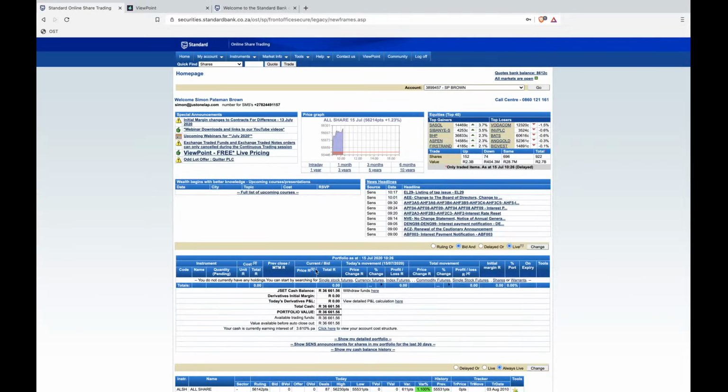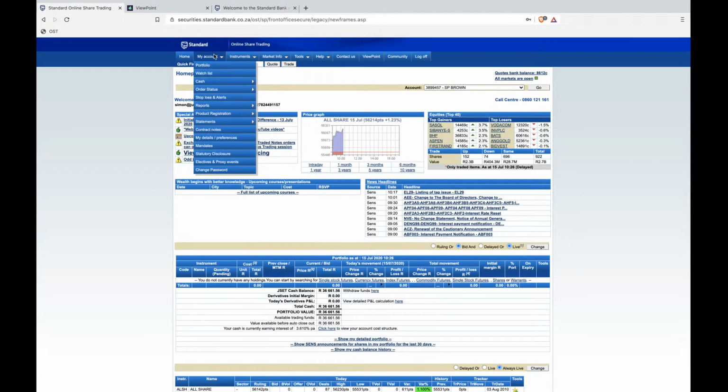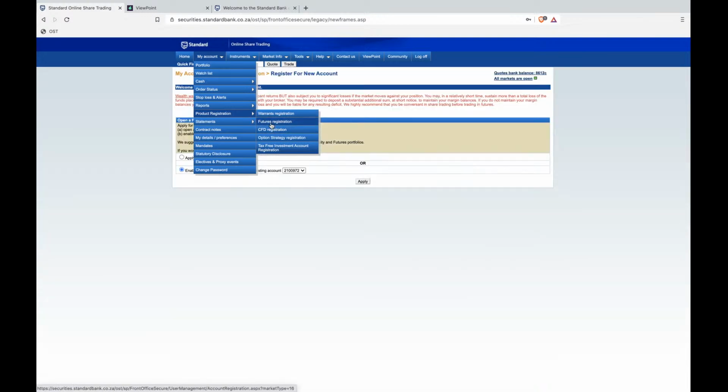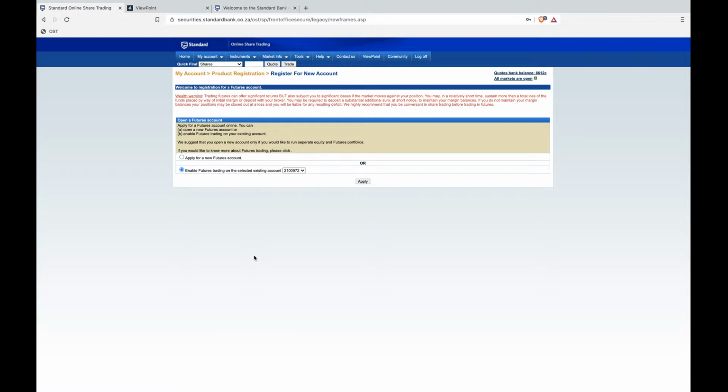So we've logged in here. Let's just go to my account and look at what they call the product registration. So let's say you want to start trading futures. You click on it, it will bring up an option here. Now there's basically two options that you have. The first is to enable one of your existing accounts to also be a futures account. The alternative is to request a brand new account that will then enable futures.